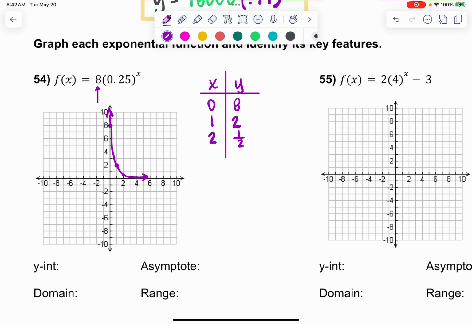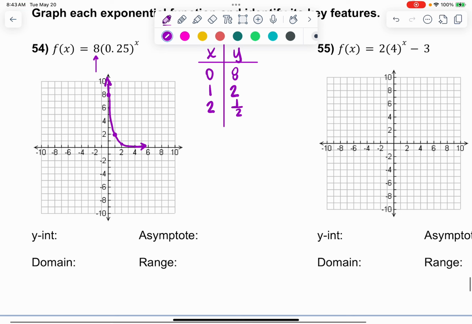And I can kind of go up like that. All right, so now I should be able to answer the questions, right? It says, what is the y-intercept? Of course, 0, 8. The asymptote, right? Remember, the asymptote is the imaginary line that this function will never, ever touch. It's trying to get there and get closer and closer and closer forever and ever and ever.